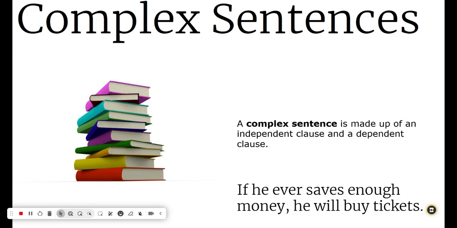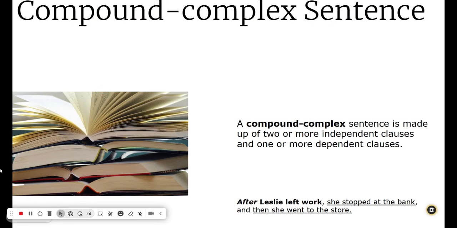So once you understand simple, compound, and complex sentences, you can look at compound-complex sentences. A compound-complex sentence is made up of two or more independent clauses, so you need two complete sentences plus one of those dependent clauses. So at the bottom, you have a dependent clause: "After Leslie left work," comma, "she stopped at the bank." Right there is an independent clause, comma, and then "she went to the store," another independent clause. So you have a dependent clause, an independent clause, and an independent clause, and that would be called a compound-complex sentence.